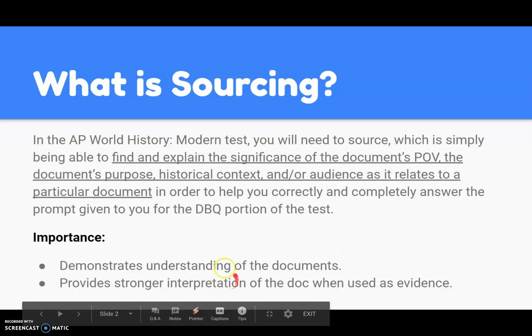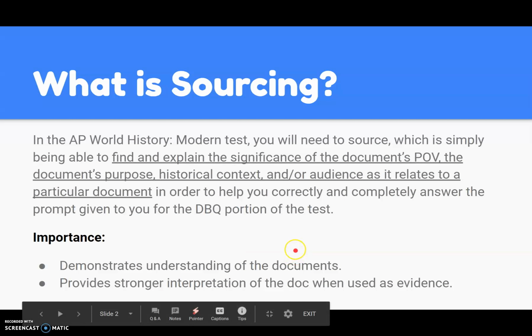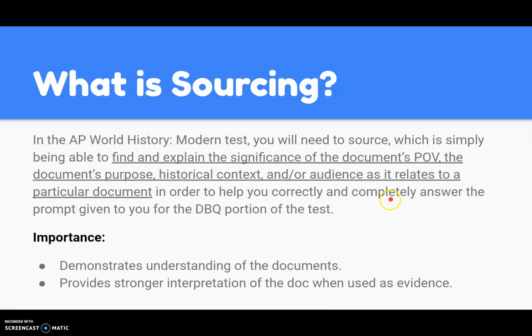So this is what really helps you stand out. A good understanding equals a good essay, a good answer to the prompt. And a lot of people may be afraid of sourcing. They might think it's too complicated, but in reality it's very simple when you break it down. So that's what we're going to do.